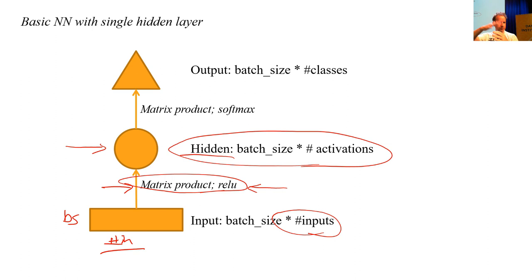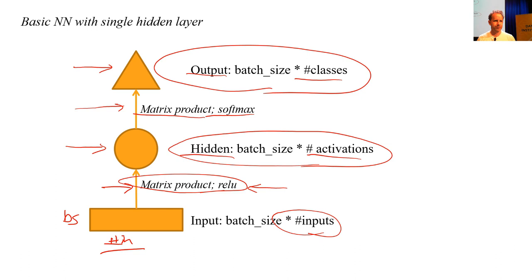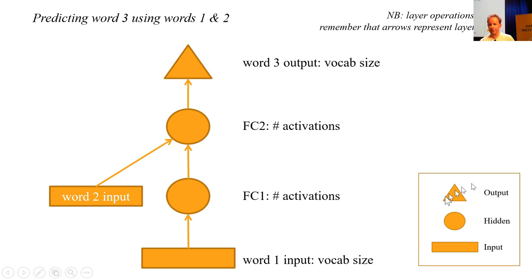So then here's another arrow. That means it's another layer, matrix product followed by nonlinearity. In this case, we're going to the output, so we use softmax. And then triangle means an output. This matrix product will be number of activations by number of classes, so our output is batch size by number of classes. Okay, so let's reuse that key. Remember, triangle is output, circle is activations, which we also call the hidden state, and rectangle is input.